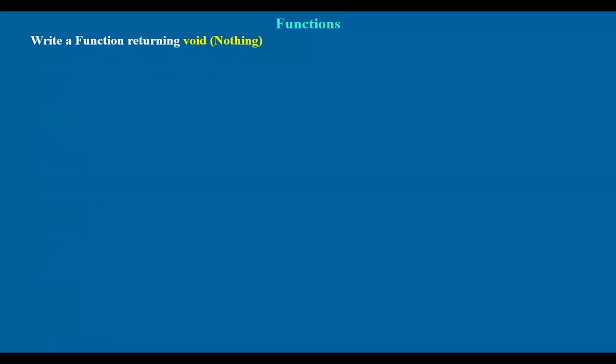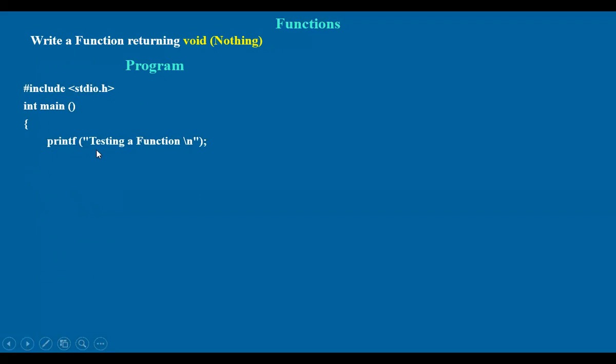Right? That is returning nothing. It just does the function, whatever it is. Let us see how it is. So here we are writing a function. This is the main program, just mentioning that it is testing a function. And this is the function.